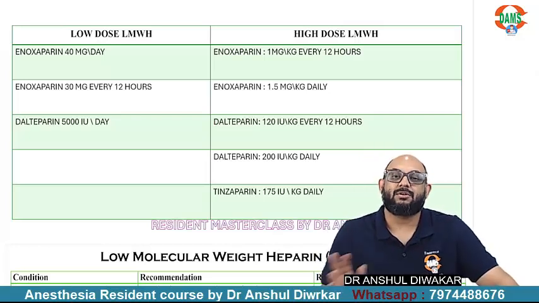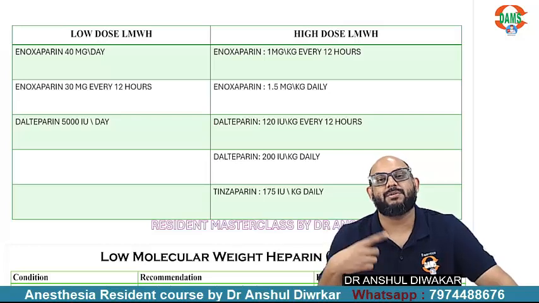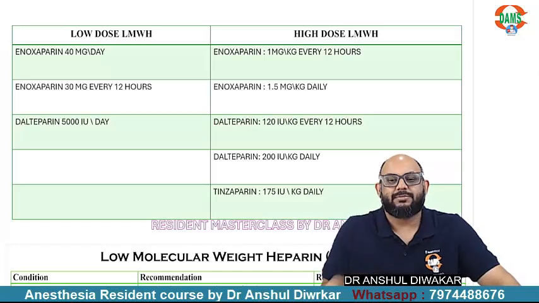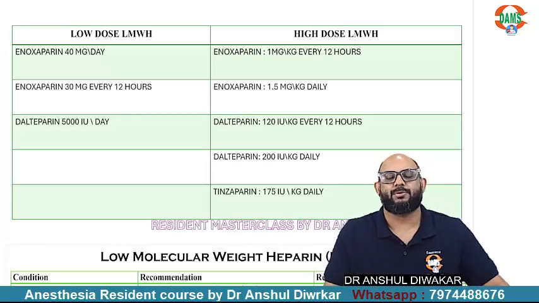This is considered as low dose, low molecular weight heparin. What is high dose? When enoxaparin is given 1 mg per kg every 12 hours or 1.5 mg per kg daily, or dalteparin 120 international unit per kg every 12 hours or 200 international unit per kg daily, and tinzaparin 175 international unit per kg daily. This is high dose low molecular weight heparin.